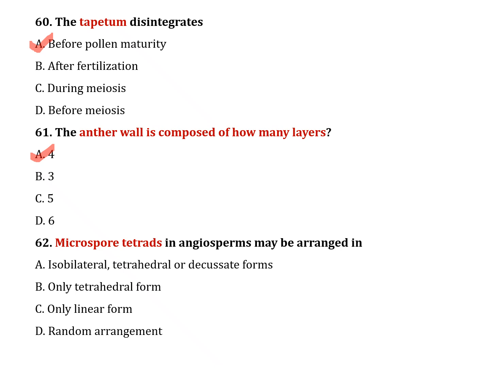The next question, number 62. Microspore tetrads in angiosperms may be arranged in: option A, isobilateral, tetrahedral or decussate form; option B, only tetrahedral form; option C, only linear form; option D, random arrangement. Correct answer is option A, isobilateral, tetrahedral or decussate form.